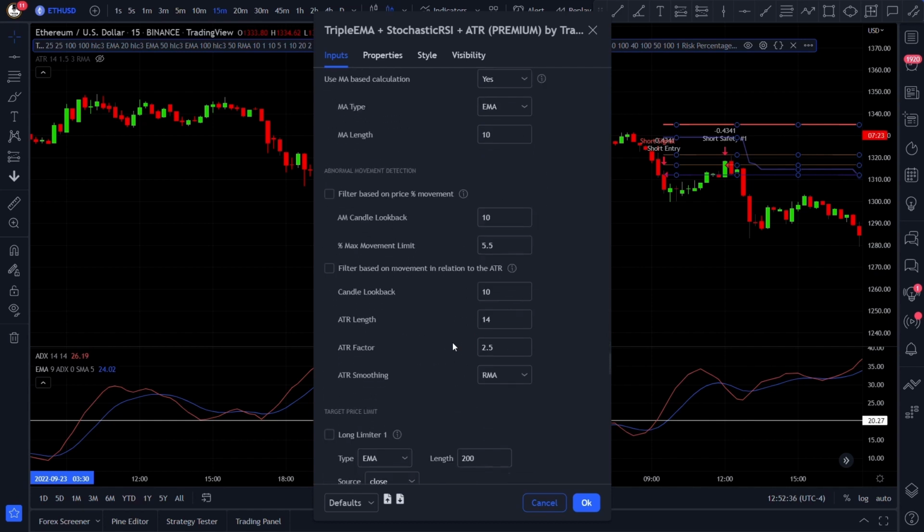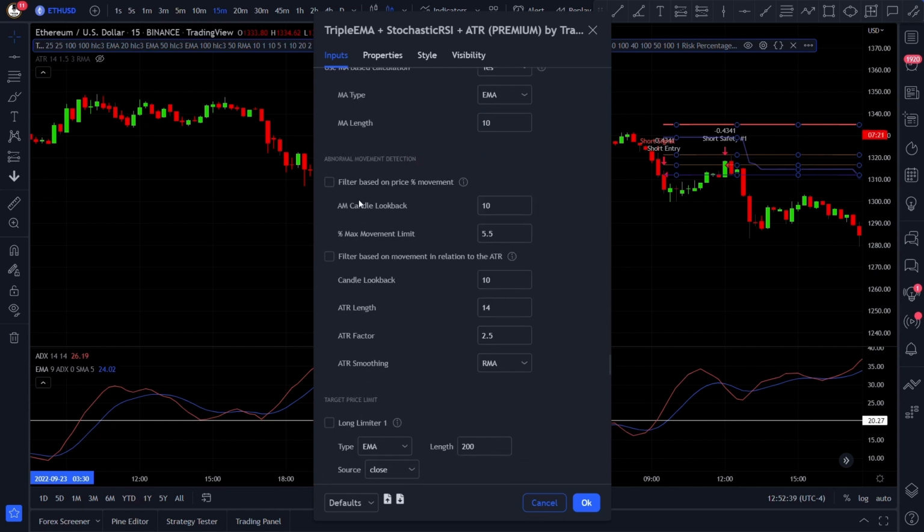Next on the list we have the Abnormal Movement Detection filter. The main idea for this filter was that when we see big one-candle movements, it can be a sign of price manipulation. Here you can see two types of abnormal movement filters. The first one filters based on price percentage movement. With this, you have two values that can be changed.